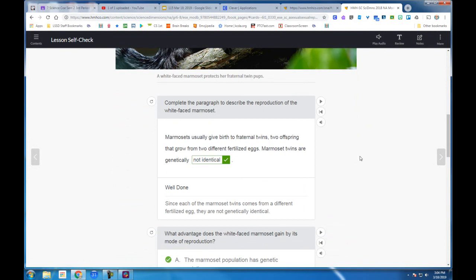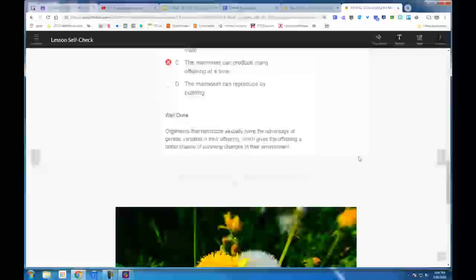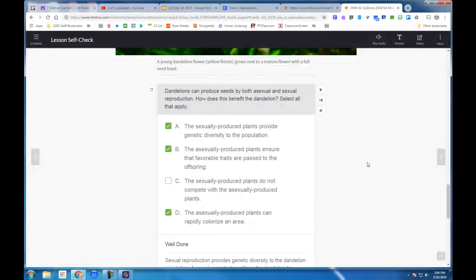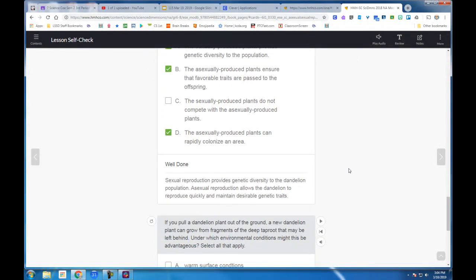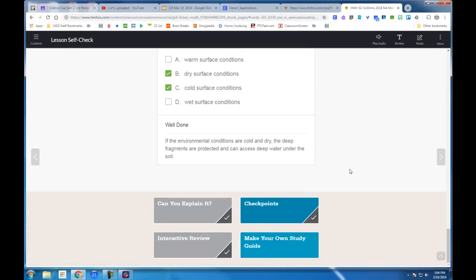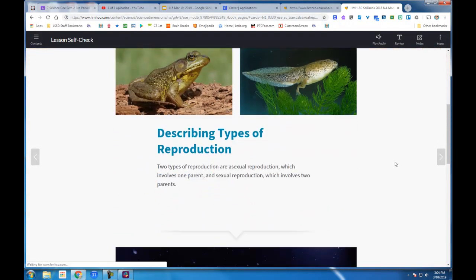So they're not identical. The marmoset population has genetic variation, A. In the dandelion, A, B, and D are the correct answers. Okay. Provide genetic diversity, ensure favorable traits are passed on, and they can rapidly colonize. Dandelion plants, a portion staying underground. Dry surface conditions or cold surface conditions would allow the plant to survive under the ground and continue to live till the next season.